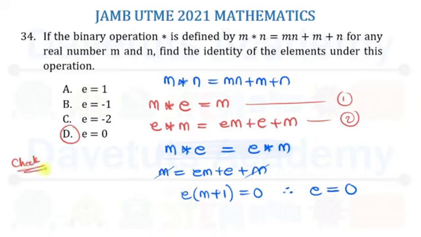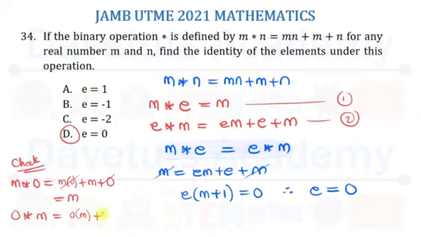For example, when we say m asterisk 0, what is that going to give us? It gives us m multiplied by 0 plus m plus 0, which is m. In the other case, 0 asterisk m will be 0 multiplied by m plus 0 plus m, which also gives us m. So you can see that the identity element E is consistent with the solution here. That identity element is nothing but 0.